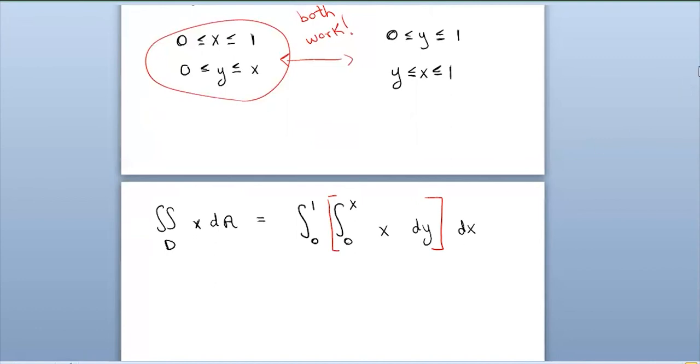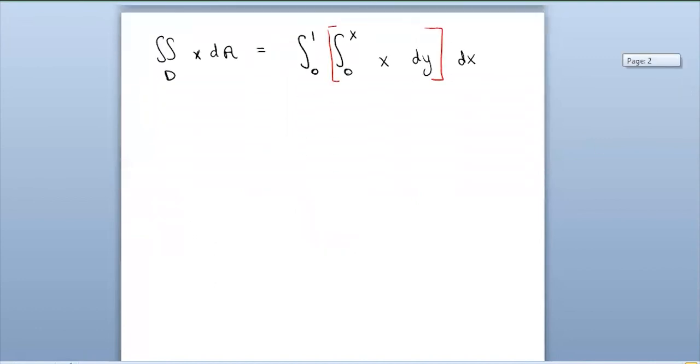Okay, and now we're ready to just go ahead and integrate it. Looks like it won't be too bad. So I like to go ahead and solve my inner integral first. And then I kind of plug it back into the outer integral. So I'm integrating x with respect to y. So I just get xy, because we're thinking of x as a constant. And so we just tack on this y. And we're going from 0 to x.